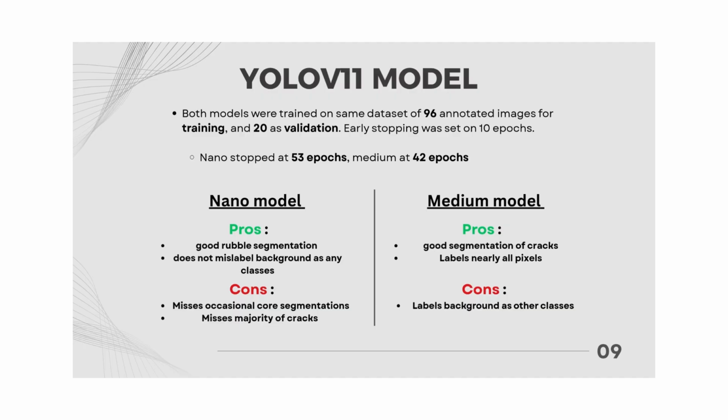I found that the nano model was good at rubble segmentation, and it did not mislabel the background, so the table that the core tray was on, as any other class. However, it did miss occasional core segmentations, and it missed the majority of cracks, which was a problem. The medium model, however, was good at segmenting the cracks, and it would label nearly all pixels, so it would skip less. However, because of that second point, it would label the background as other classes, so there is some compromise.